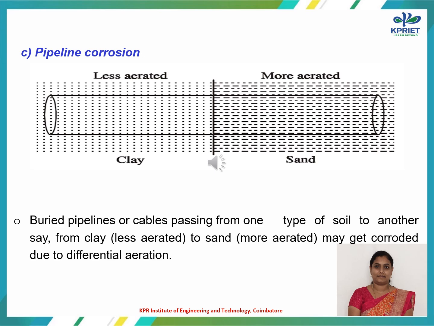The third type of differential aeration corrosion is pipeline corrosion, where the same pipeline passes between two different soils where the moisture, and thereby the oxygen concentration, will be less. For instance, buried pipelines or cables passing from one type of soil to another, say from clay, which is less aerated, to sand, which is more aerated, may get corroded due to differential aeration. This is known as pipeline corrosion.